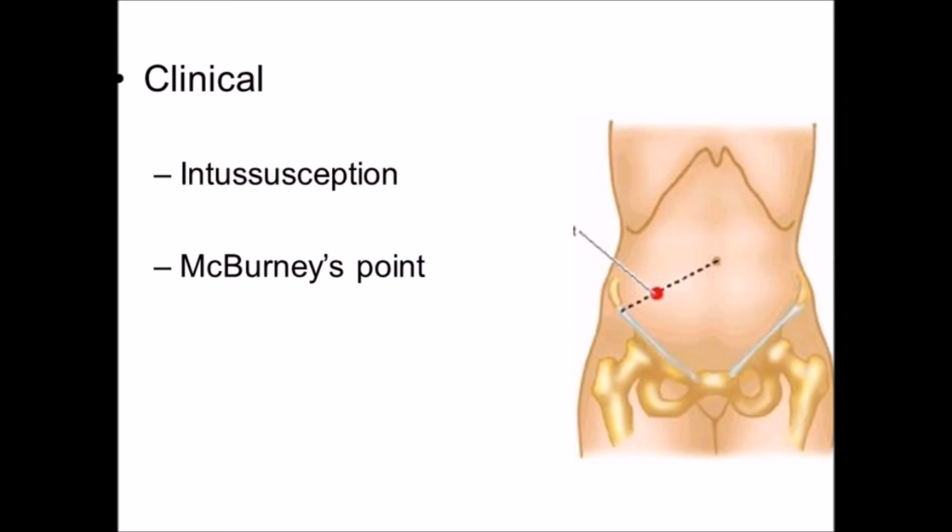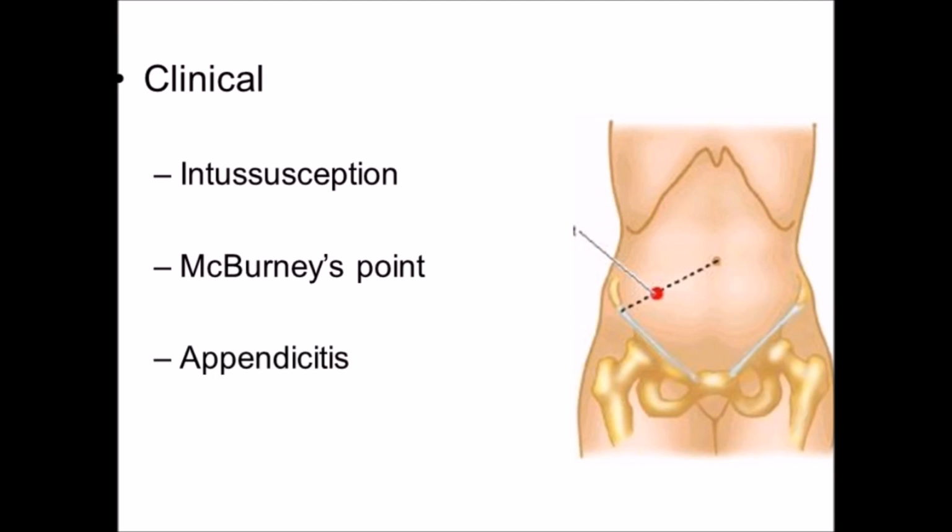McBurney's point is represented by a point at the junction of medial 2/3 and lateral 1/3 of line joining the umbilicus to right anterosuperior iliac spine. This is the area of maximum tenderness during the appendicitis.